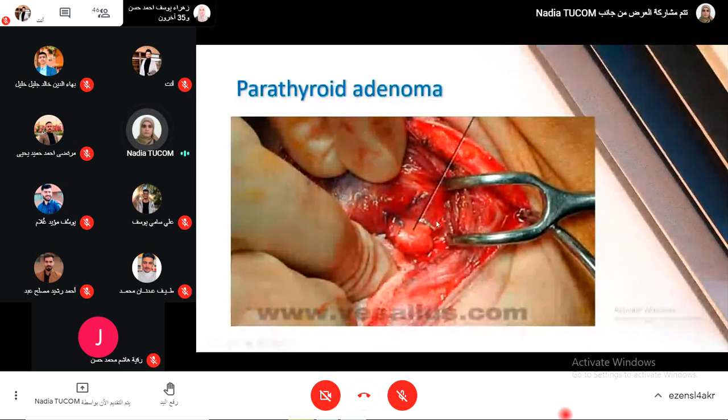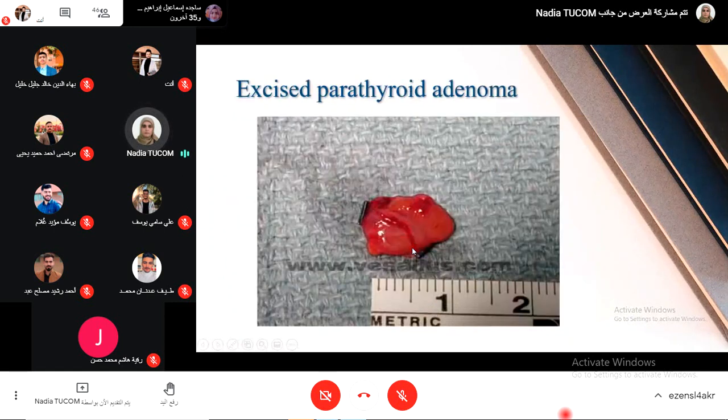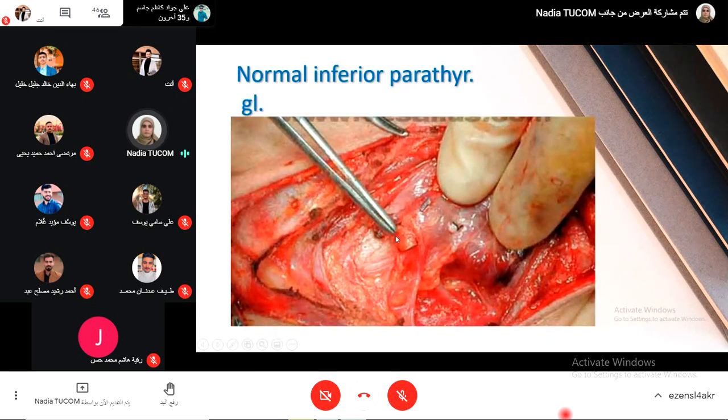This is a surgical exploration for parathyroid adenoma, usually single, solitary, mainly in the inferior glands. This is the resected or excised parathyroid adenoma. Usually it is solitary or single, not multiple. And this is the location of the small parathyroid gland, non-neoplastic here. Okay.